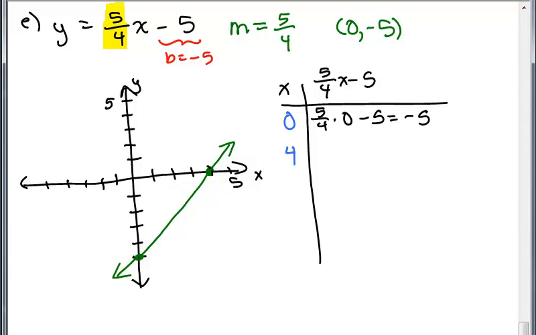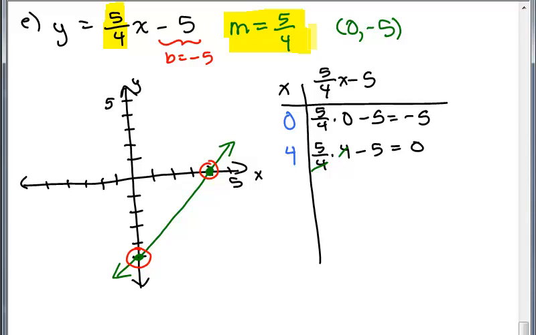Let's do it with red. There's 0, -5 right there. And now let's put in 4 for x. And the 4's cancel. And have to remember to subtract 5. So the 4's cancel, you got 5 minus 5, which is 0. So there's your other ordered pair right here. So you would have gotten the same 2 ordered pairs if you had chosen 0 and 4 for x, and you would have gotten the same line. So we've got our slope.